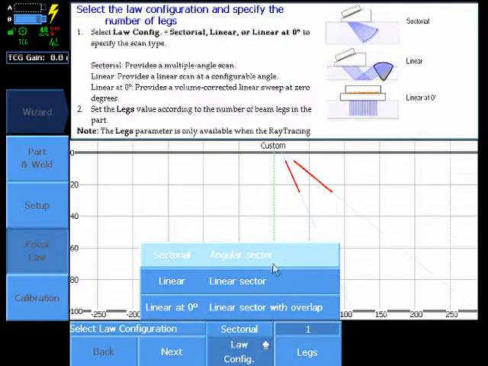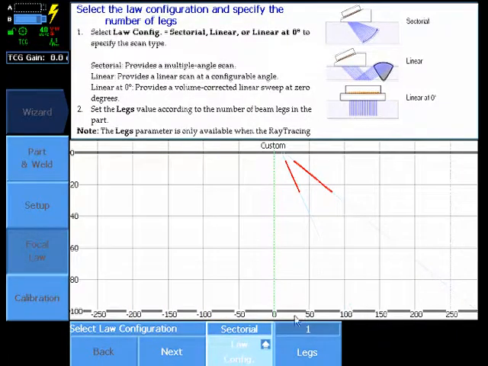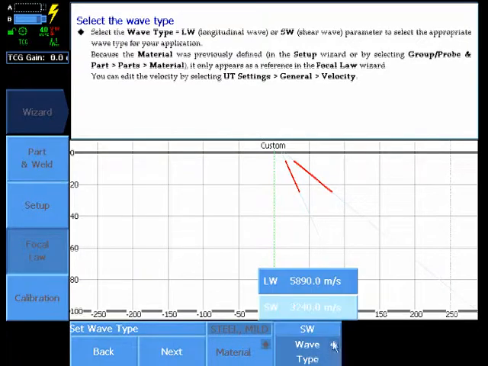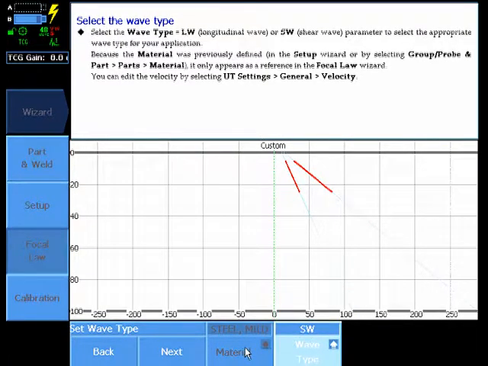Select Sector Scan. The legs we select will be relative to the ray tracing feature. Select 1 and Next. When we selected the material type from the part and weld wizard, we associated two velocities, the longitudinal and shear wave velocity of the material. Select shear wave and Next.